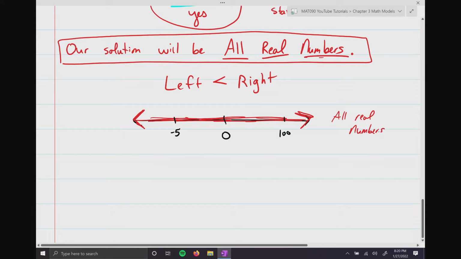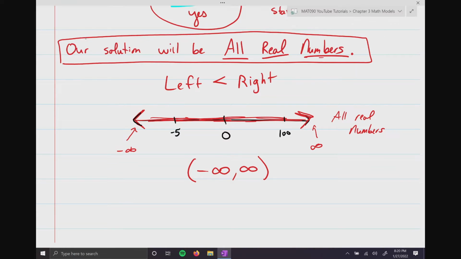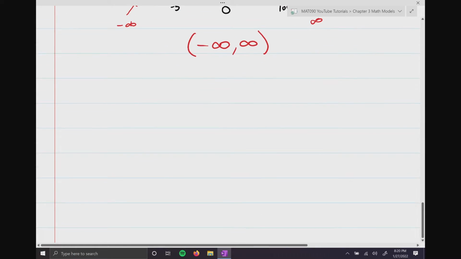Okay? And since we shaded our entire line, notice that we shaded that arrow on the left and this arrow on the right. And remember, they stand for negative infinity and positive infinity. Our interval notation will be negative infinity to positive infinity. Okay. Now, let's look at the other situation. Let's look at the other case.